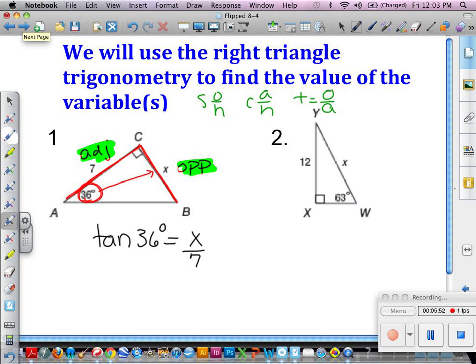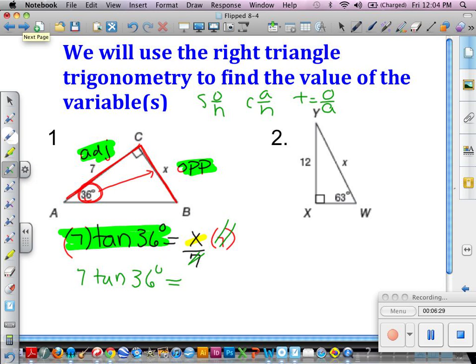Now this is just like any other algebra problem. Your goal is to get x alone. So you need to move the 7 by multiplying by 7. And you're really doing an inverse operation. The inverse operation of divide is multiply. 7's cancel. Okay, now take your calculator, take 7 times tangent 36. So I'm going to hit 7. I'm going to hit my tangent button and then 36 to get that answer.